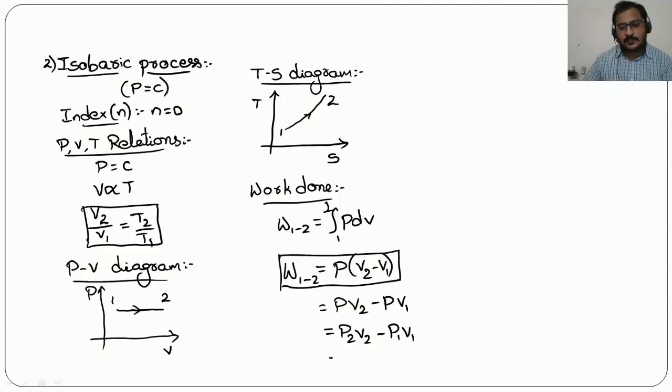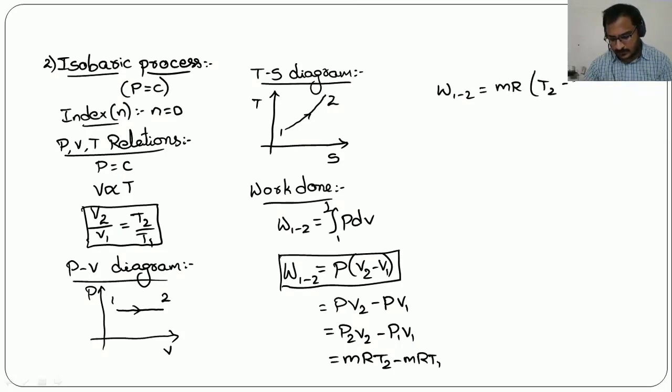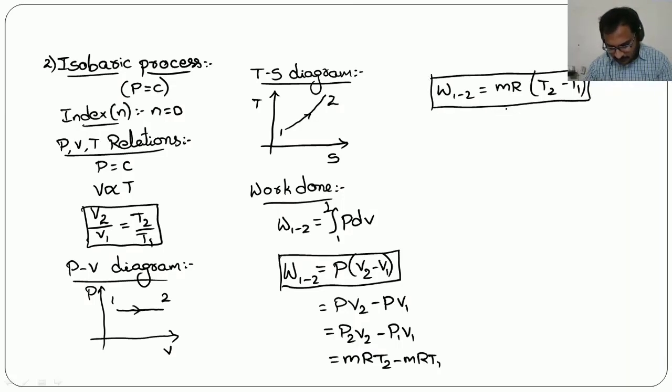See, for a gas, PV is equal to mRT. So we can write mRT2 minus mRT1 also as the equation. So from this, work done can be written as mR into (T2 minus T1). So work done is mR into (T2 minus T1).